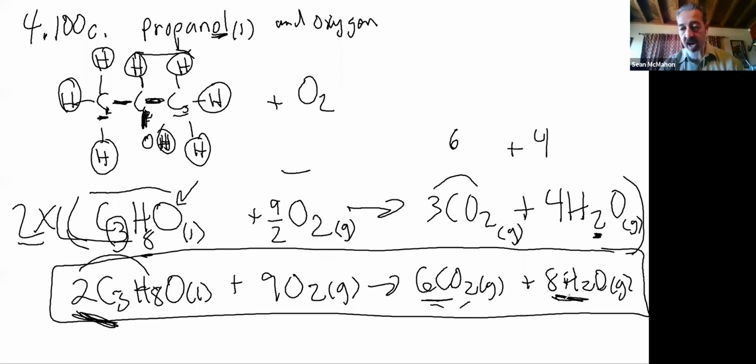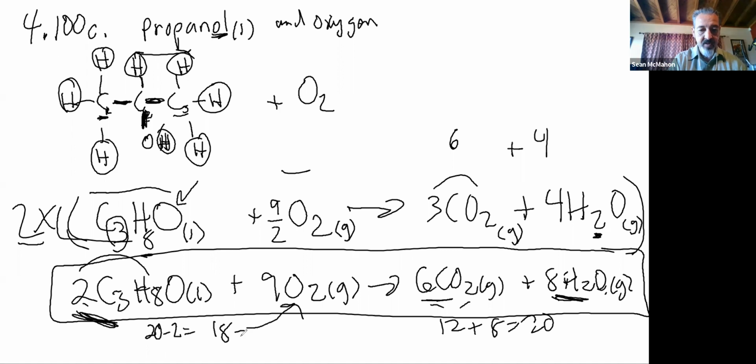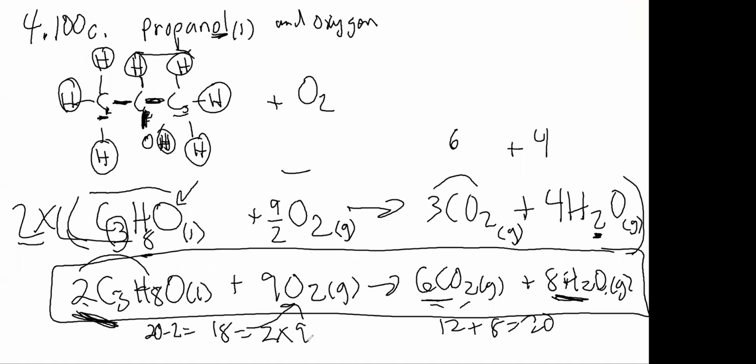And then go to the oxygens. 6 times 2 is 12, plus 8 is a total of 20 on this side. There's 2 from the propanol, 20 minus 2. I need 18. How do I get 18 from O2? 2 times 9. Does that help, Sheldon? Yes, that's good.